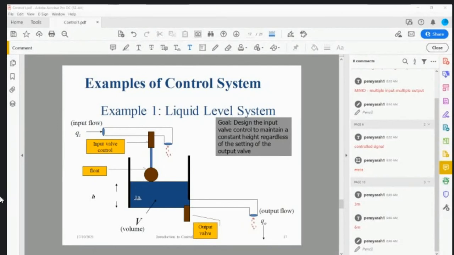The float here is the sensor, and the controller here is the mechanism that will allow the system to control the opening of the valve. The mechanism between the float and the valve is one mechanism that allows, based on the height of the water due to the float, the system to control the opening of the valve.